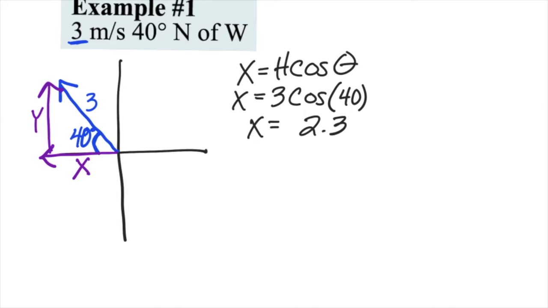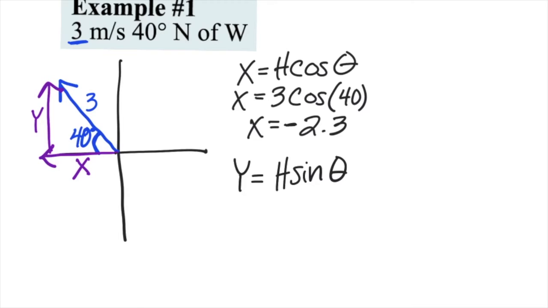Now, since this is a vector that's going west, that means our component, we're going to assign it a negative value. The calculator is not going to give you the negative. You just have to look and say, hey, this is going west, so west is negative. All right. So now for the y vector, we're going to use sine this time, and so it's hypotenuse sine of our angle.